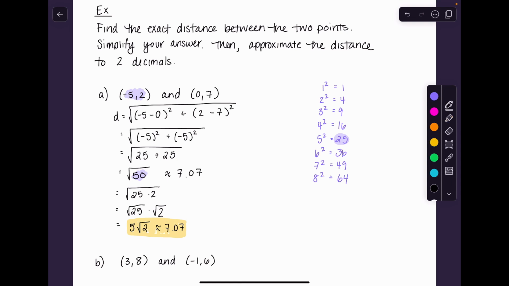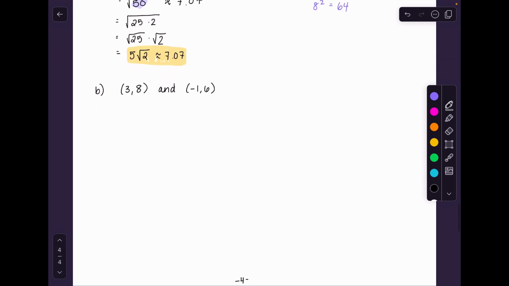So it's not a terrible formula to remember. It's very similar to working with our slope. Same kind of idea, just a little more intricate, but it just comes from the Pythagorean theorem. So we got one last example.